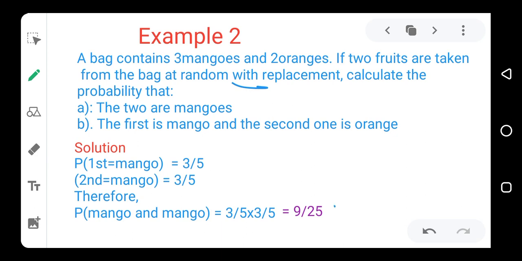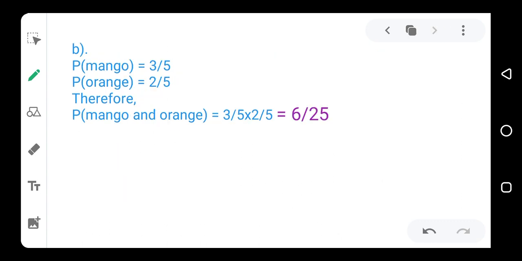So you see how this one works, because we place back the fruit taken, the sample space remains the same. Now let's solve B. You will notice something here. In B, the first time we are picking mango, the total number of mango is 3, and the total number of fruits is 5. So we have 3 over 5.